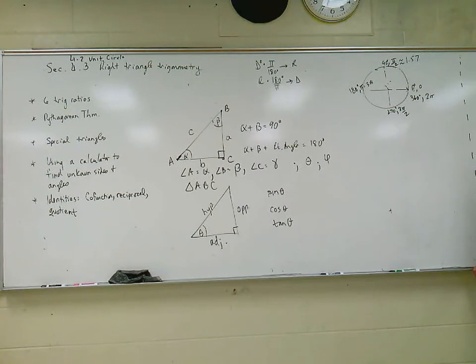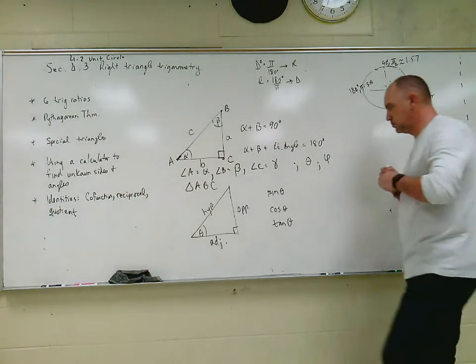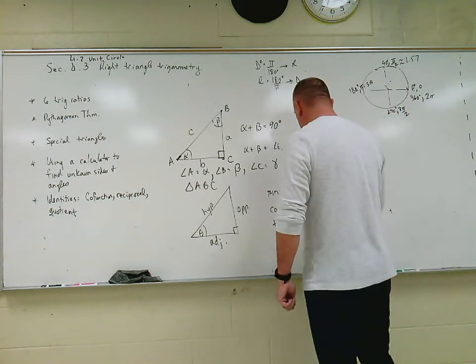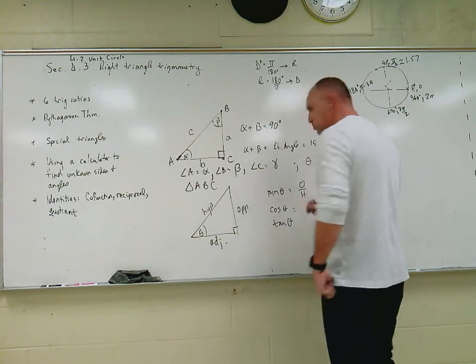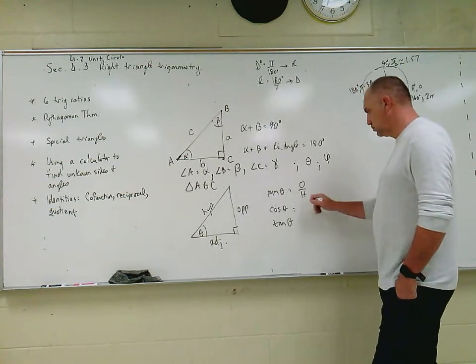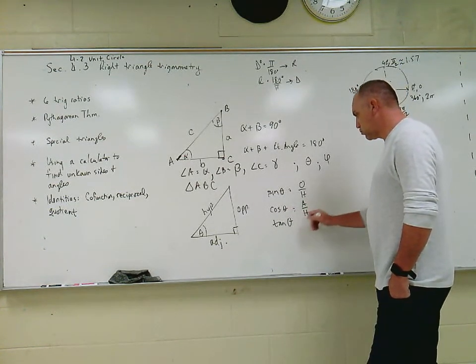Okay, so what is sine theta? Sine is what over what? Do you remember what two sides? Opposite over hypotenuse, right here. What's cosine theta? Adjacent over hypotenuse. What's tangent theta?